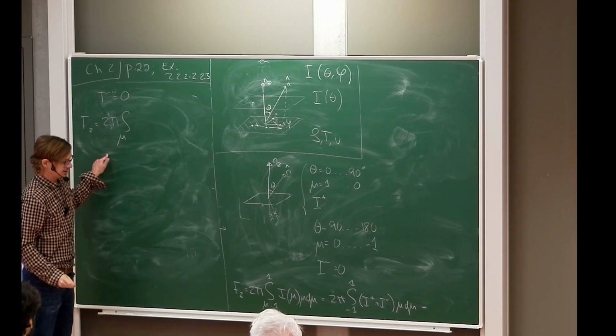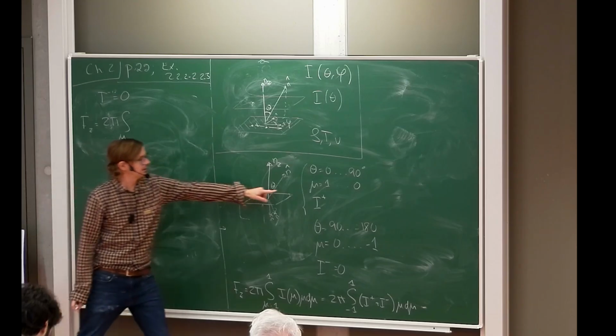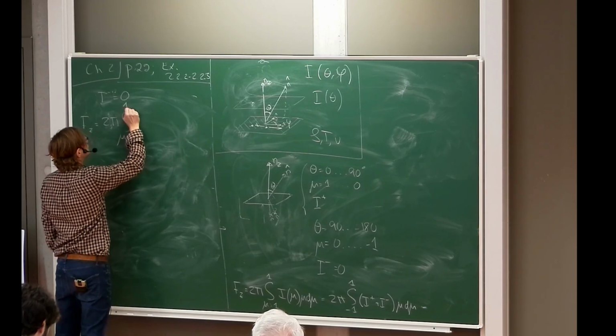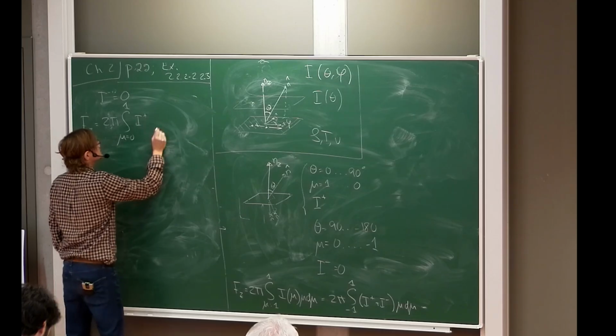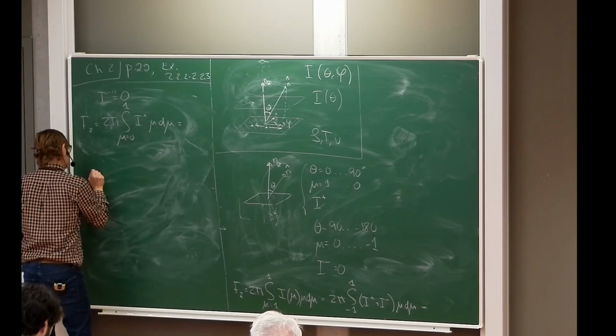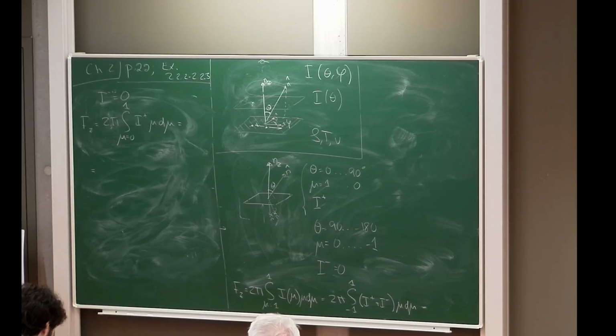Be careful with the limits, because now we have only outgoing radiation, right? So that's just the integral from 0 to 1 of I plus times mu d mu. And then we can see whether we can estimate what the flux is going to be for a given specific intensity. We can do this with various approximations.